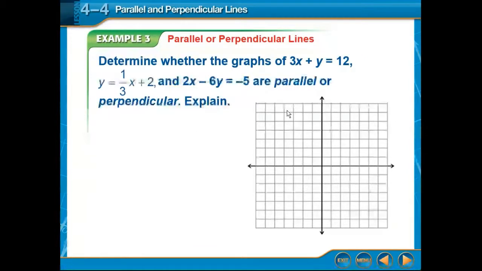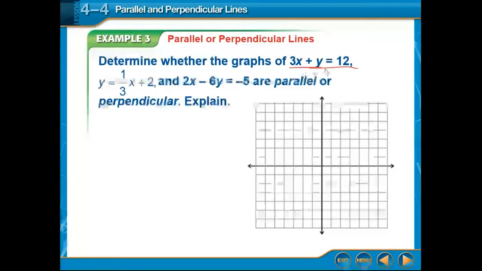Example 3, determine whether the graphs of 3x plus y equals 12, y equals 1/3 x plus 2, and 2x minus 6y equals 5 are parallel or perpendicular. So here we can graph these to see what they look like. So let's start with this one here.